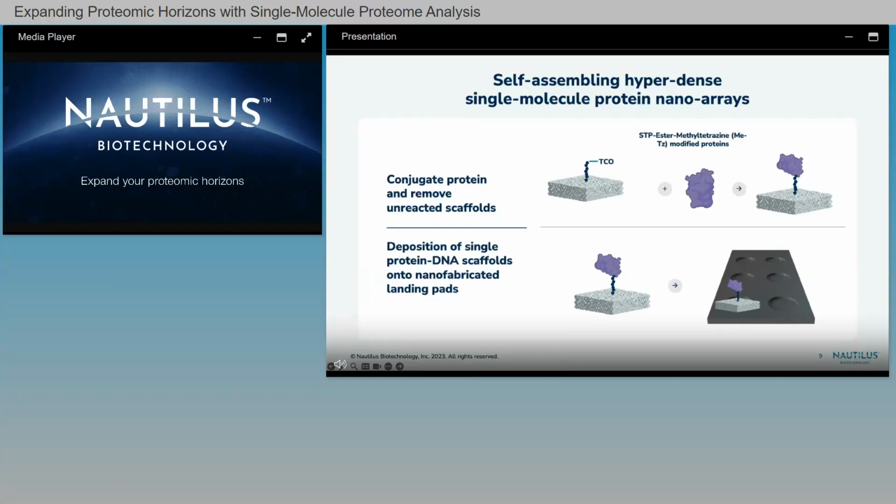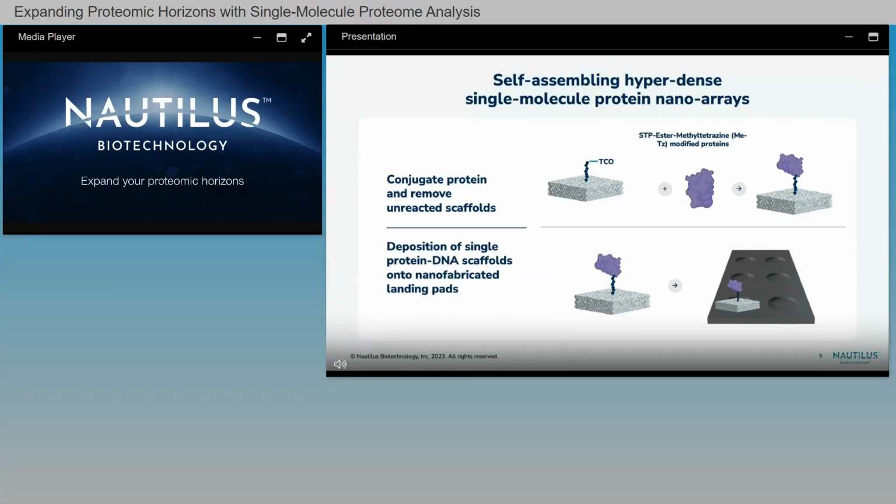We then take those nanoparticle protein conjugates, flow them over a specially nanopatterned flow cell, and that nanopatterned flow cell has these little landing pads, or large landing pads, that are sized to match the size of the nanoparticle. And each one can only hold 1 nanoparticle. So what you then get is 1 nanoparticle per landing pad, and 1 molecule per nanoparticle, one protein molecule per nanoparticle, which then self-assembles into a hyperdense single molecule protein array, essentially taking every protein molecule from the sample and depositing it on its own special coordinate on a hyperdense single molecule array.